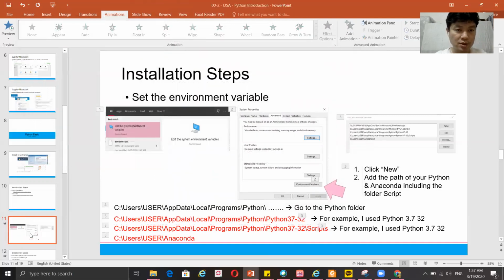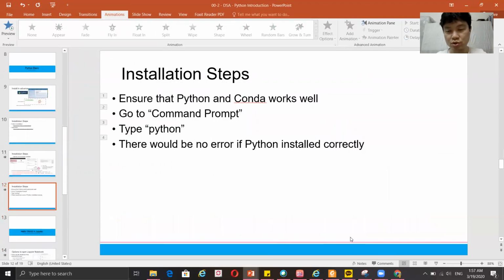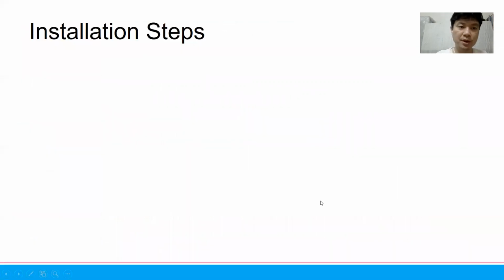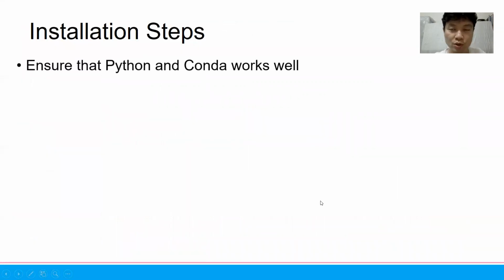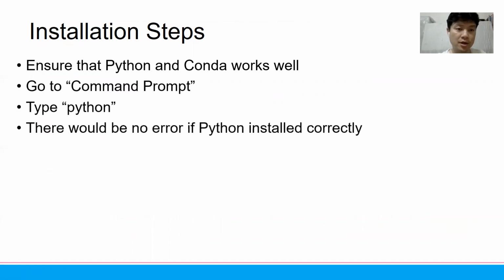So if you set this environment variable, I guess it is already done. Yeah, it's almost done. So ensure that Python and Conda work well. Python is for the Python installation and Conda is for the Anaconda installation. You need to go to the command prompt and type Python, and there will be no error if Python is installed correctly.